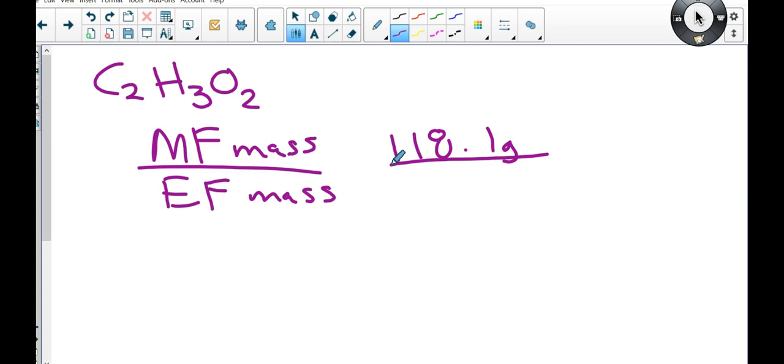Or you use your calculator. Add them up. I don't know where my calculator is. Oh, there it is. So what did you get for the molar mass of the C2H3O2? Did you add them up yet? Who added them up already? Anybody? Oh, everybody's pushing their buttons. Okay. So 59.05 maybe? Yeah.